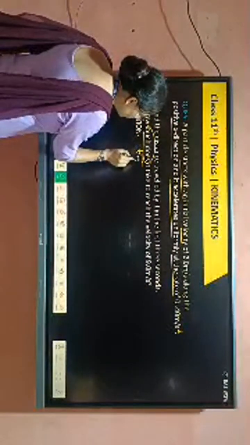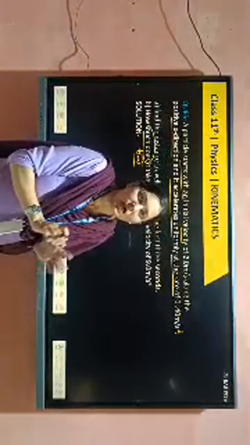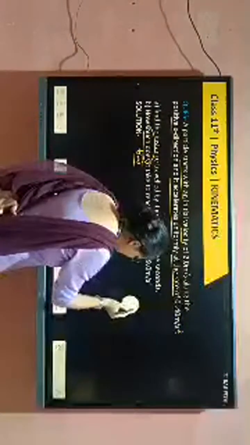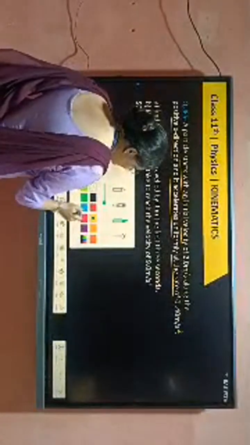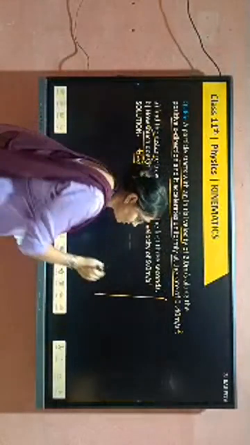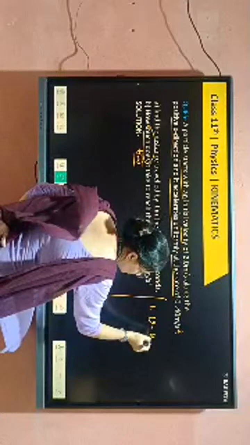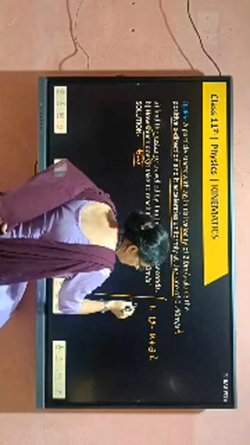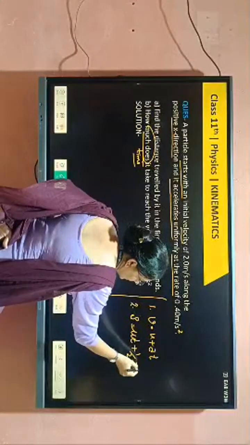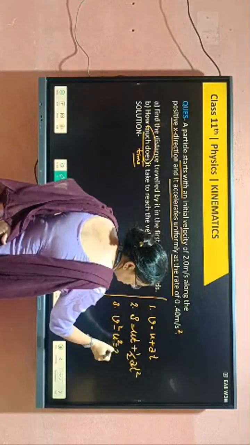First, if you want to solve any numerical, we will read our question carefully. After reading it, we will write the formula. Which formula can we use here? After writing the formula, we will write which terms are given in our question, then apply them in the formula. Our 3 equations of motion: first one, v equals u plus at. Second equation, s equals ut plus half at square. Third equation, v square minus u square equals 2as.